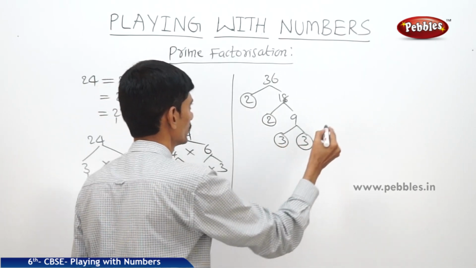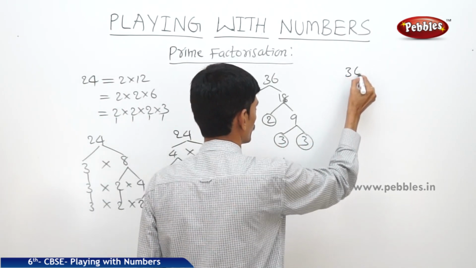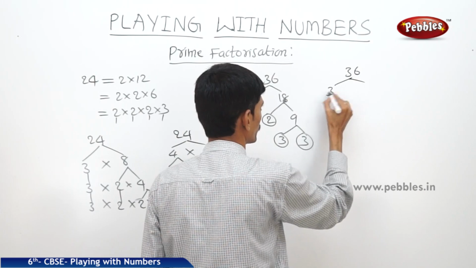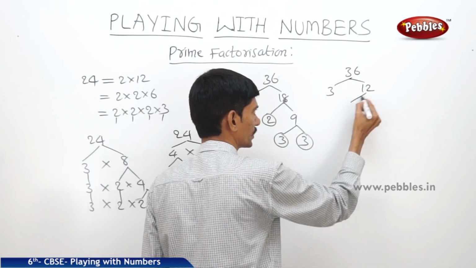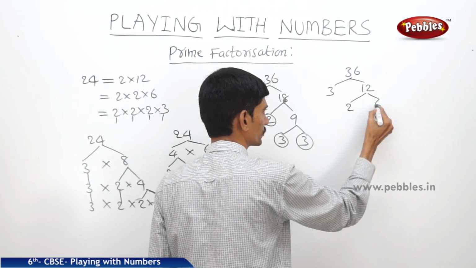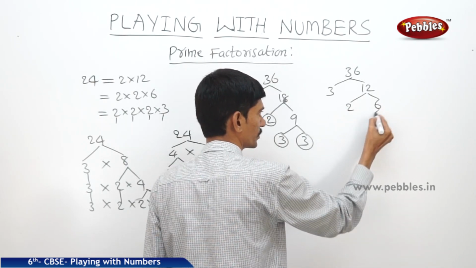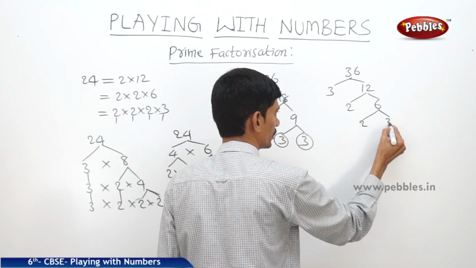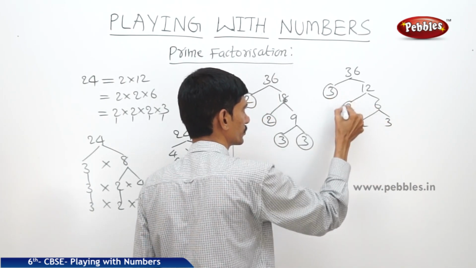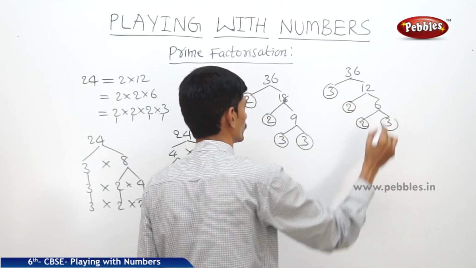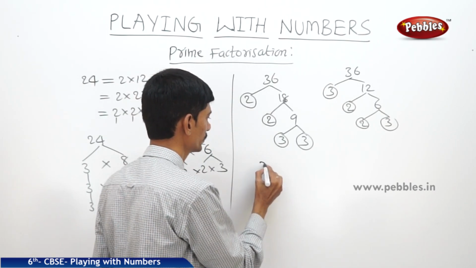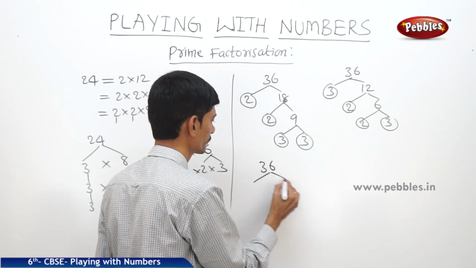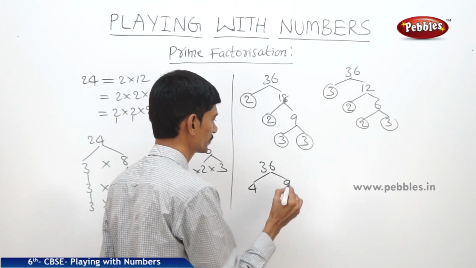Now if you take 36 in another way, then we can take 3 12s are 36. So 3 is a prime number, again 12 can be written as 2 6s are 12, and 2 is a prime number, 6 can be written as 2 3s are 6. So you have 3, 2, 2, 3. So these are the prime factors of 36, and 36 can also be written as 4 9s are 36.